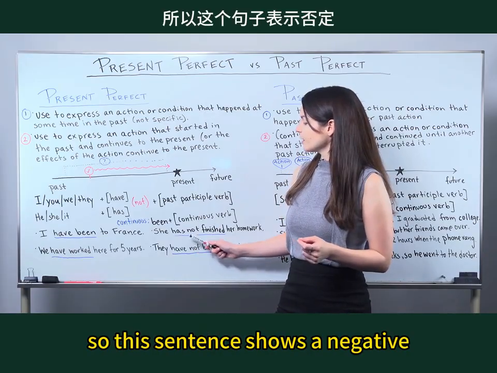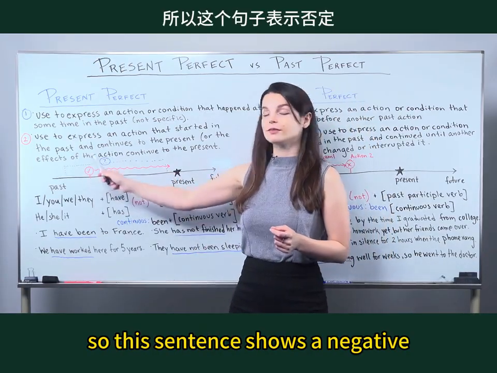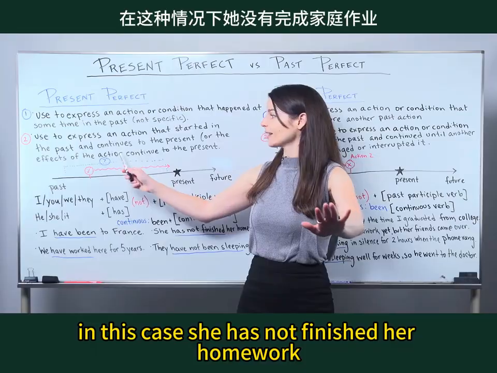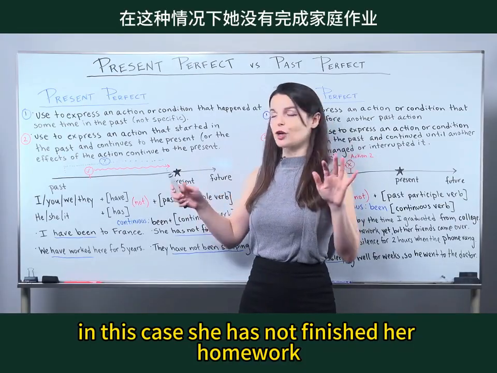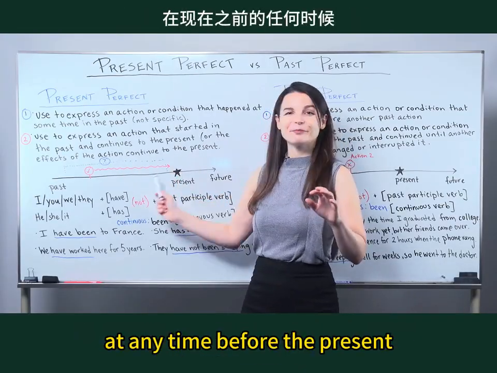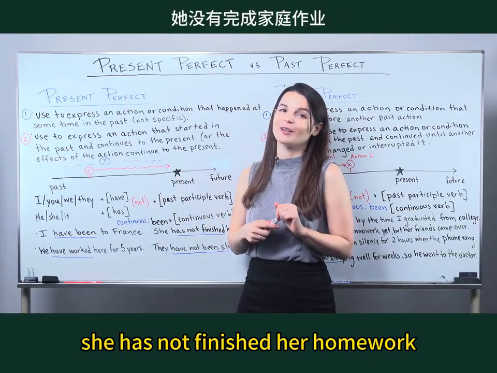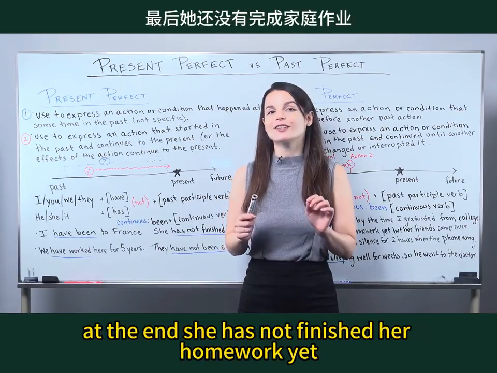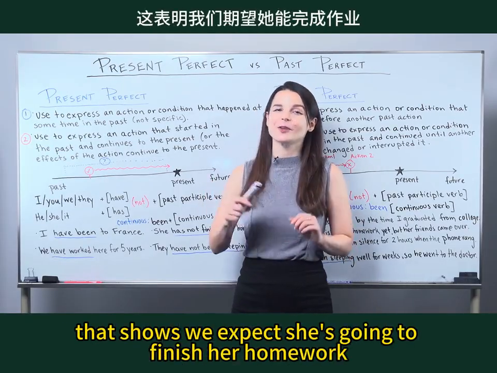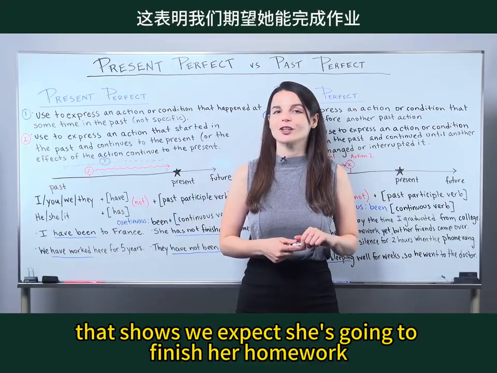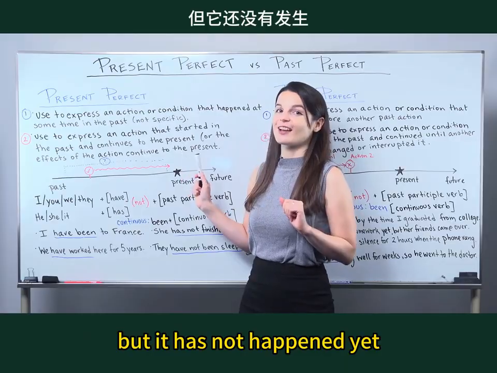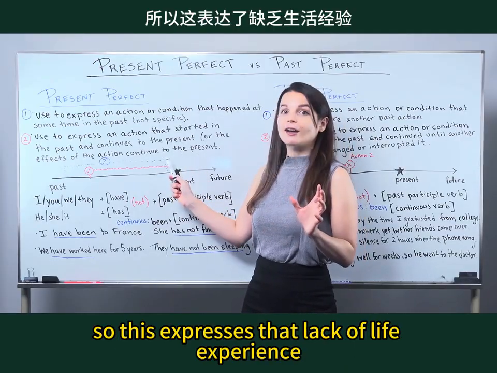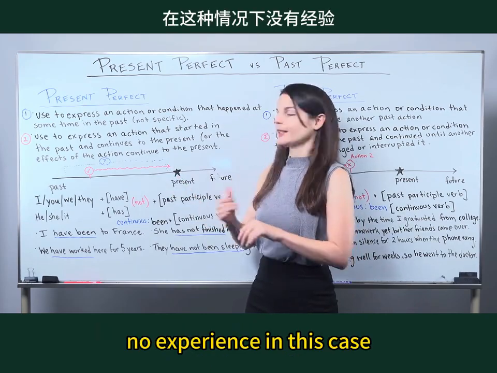So this sentence shows a negative condition or a negative experience, something that is not true. In this case, she has not finished her homework at any time before the present. You might also see a sentence like this with yet at the end. She has not finished her homework yet. That shows we expect she's going to finish her homework, but it has not happened yet. So this expresses that lack of life experience, no experience in this case.